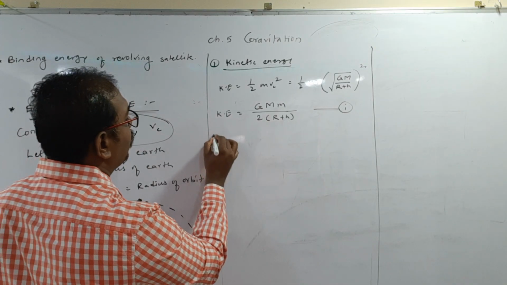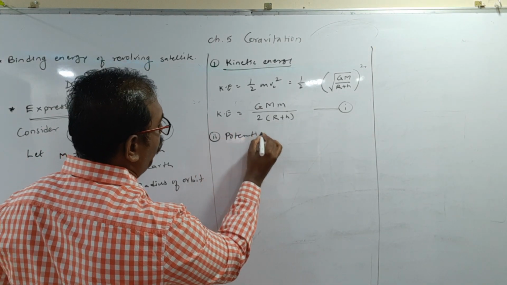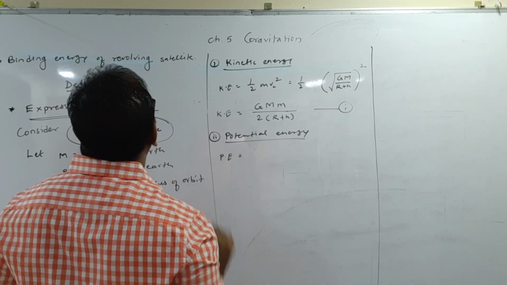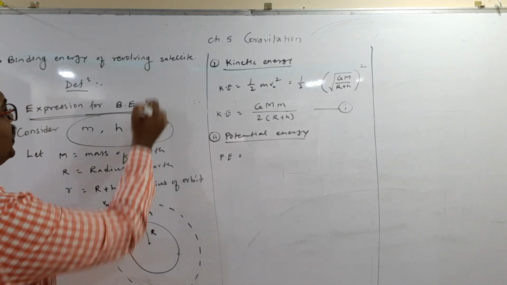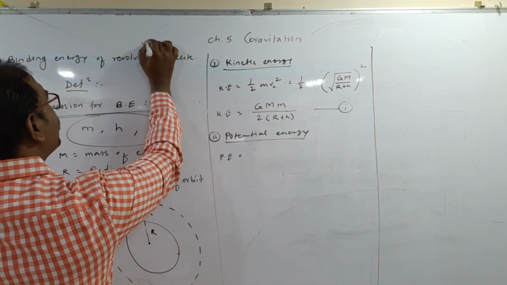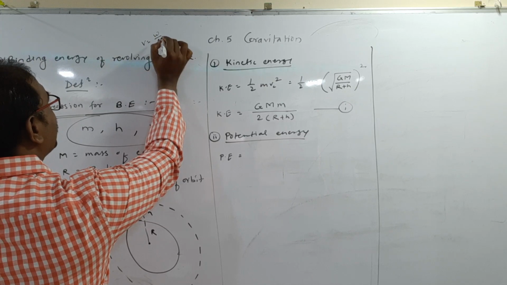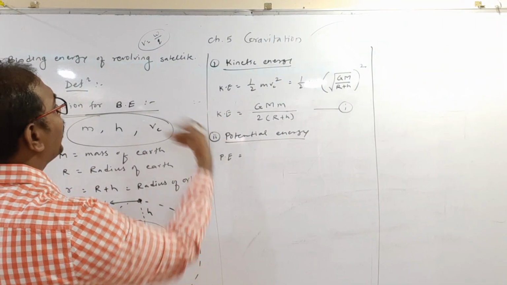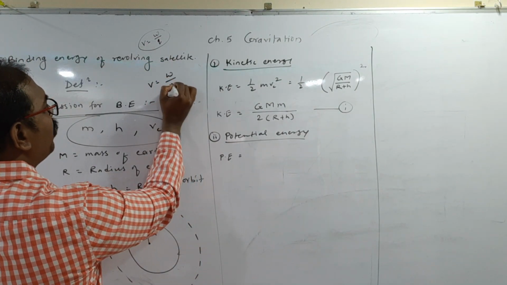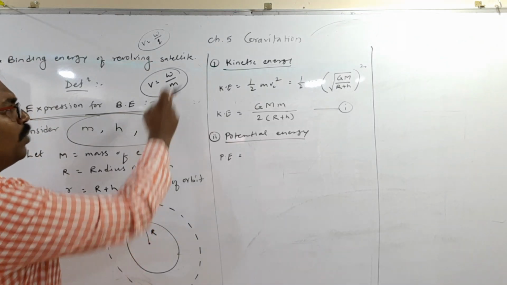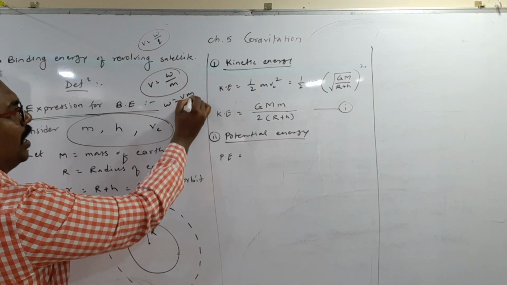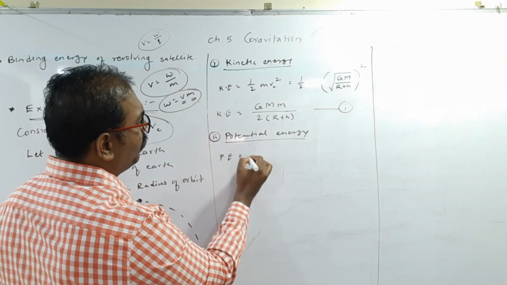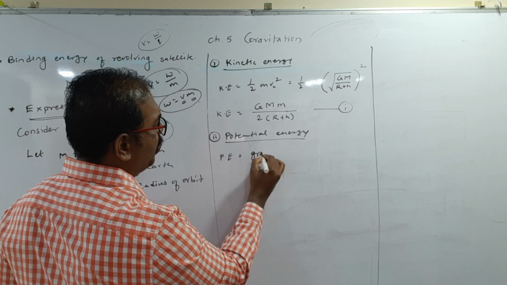Okay, now potential energy. Potential energy of the satellite. We learn one formula of gravitational potential, or electric potential you learn. So work done to bring a charge from infinity to a point in an electric field is the electric potential. In a similar manner, gravitational potential is the work done to bring a unit mass. So this work done is the potential energy. Work done is the potential energy, then this gravitational potential into the mass. So I can write here, potential energy is gravitational potential into mass.